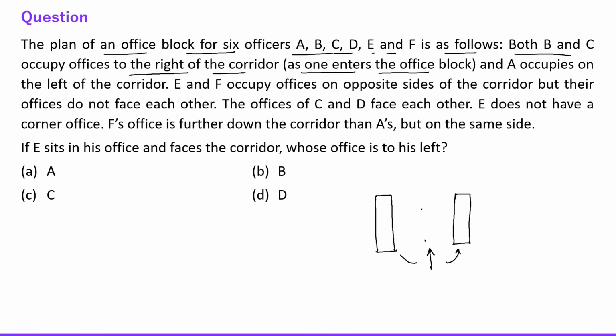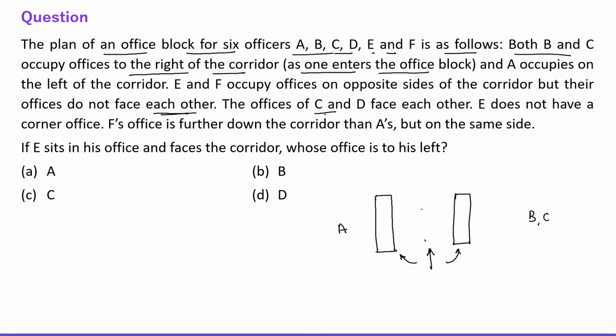Okay, this is the left side of the corridor. Both B and C occupy offices to the right of the corridor. So B and C occupy the right side, and A occupies the left side. E and F occupy offices on the opposite sides of the corridor, but their offices do not face each other. E and F are on opposite sides.